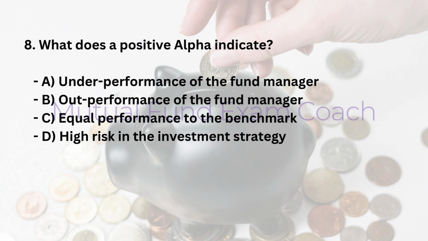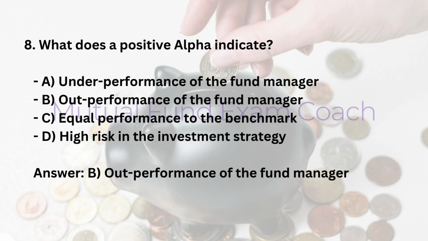8. What does a positive alpha indicate? A. Underperformance of the fund manager. B. Outperformance of the fund manager. C. Equal performance to the benchmark. D. High risk in the investment strategy. Answer: B. Outperformance of the fund manager.